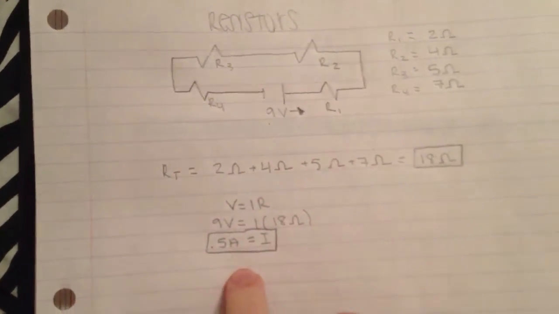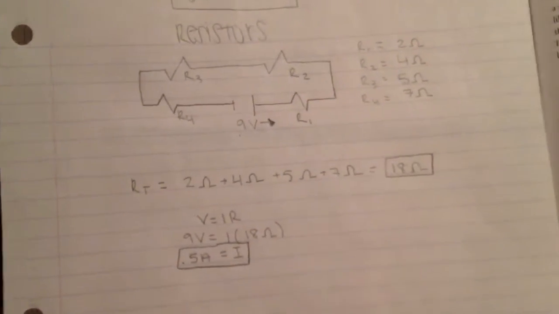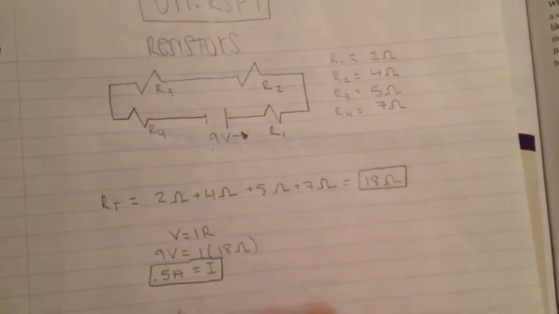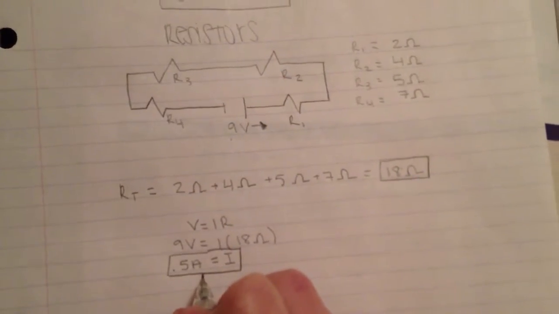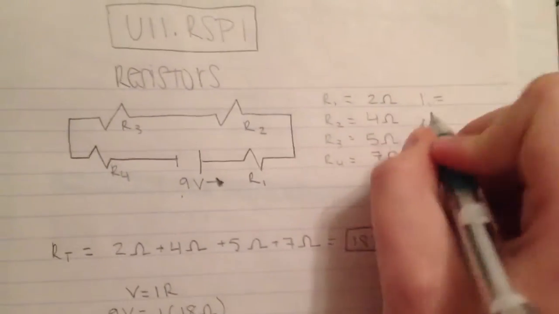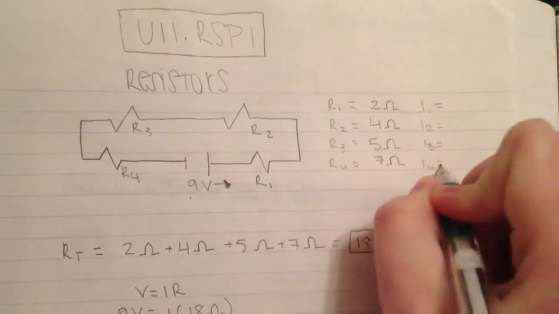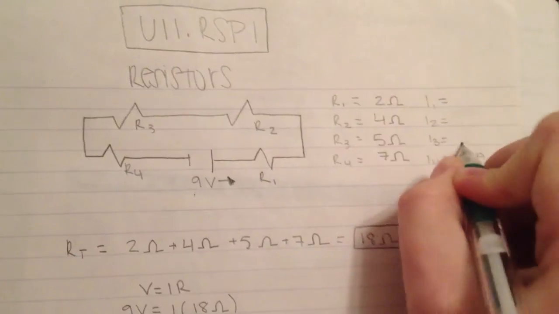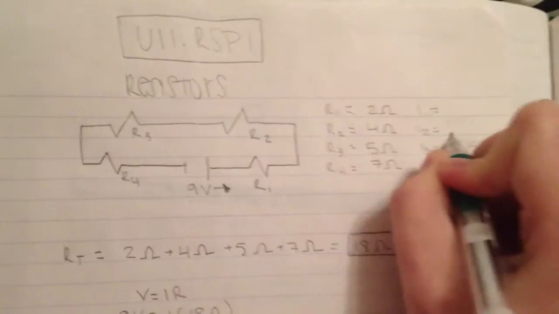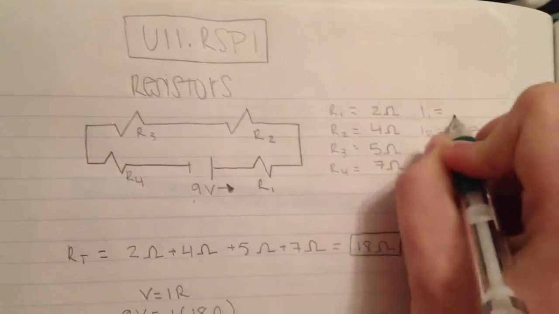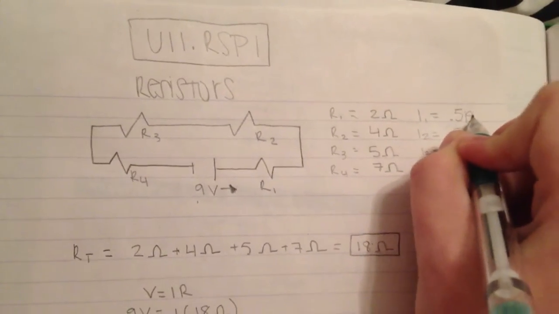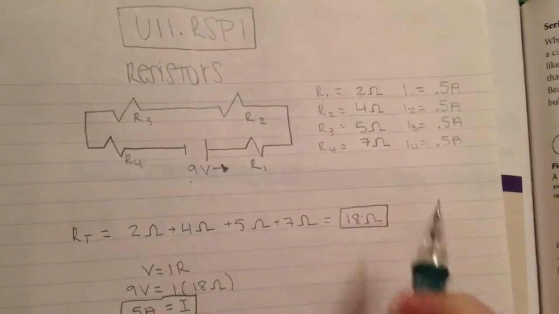So now we can go ahead and start on our current and potential across each individual resistor. Since it is in series, we know that the current is the same across each resistor, so we can go ahead up here and fill in our currents across each resistor. Okay, so now since we have our resistance and current, we can solve for the potential across each resistor.